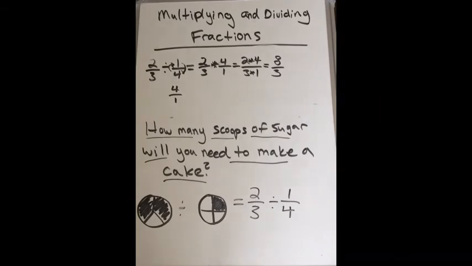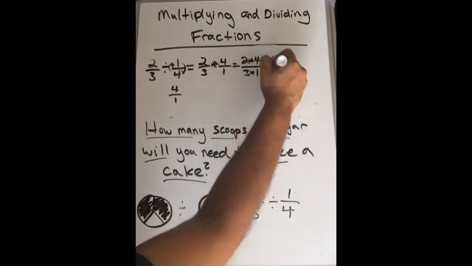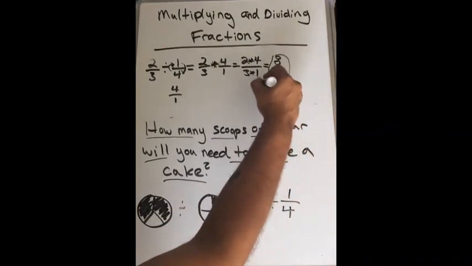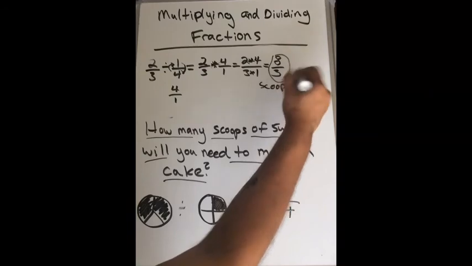Now, you can write this as a mixed number, and that's another video if you wanted to, but for the sake of this lesson, this is a good answer. 8/3 scoops of sugar.